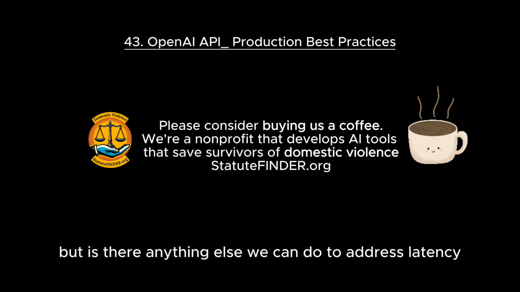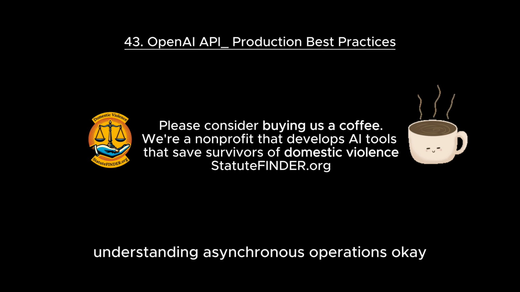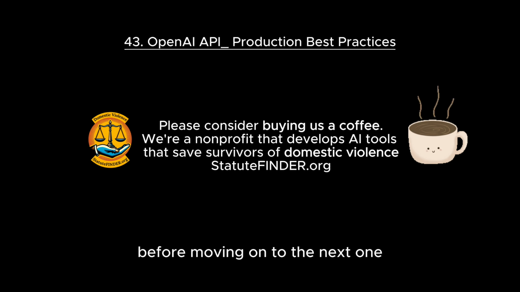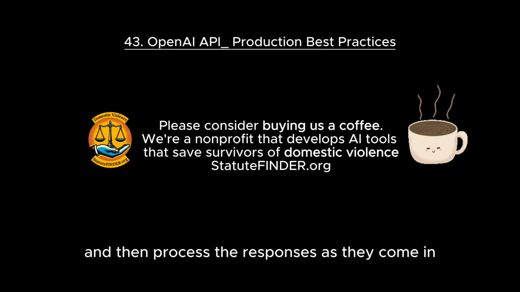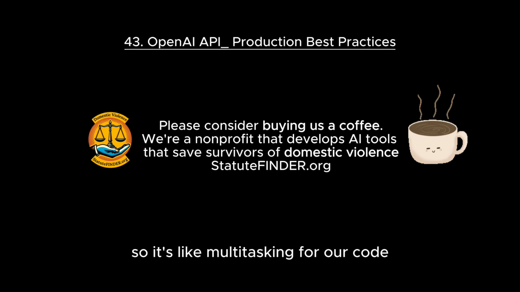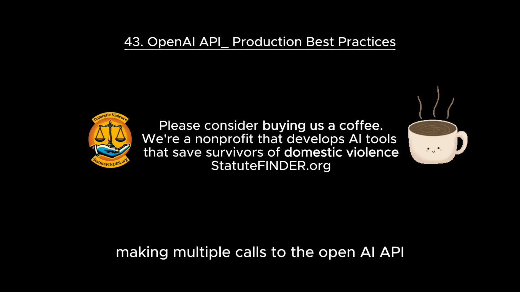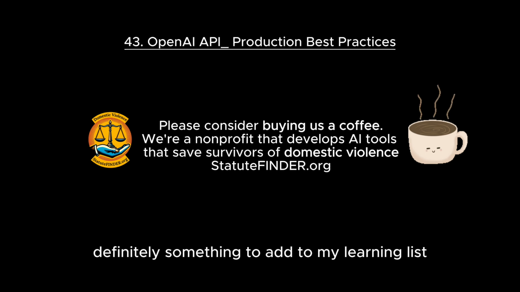But is there anything else we can do to address latency specifically from a coding perspective? One important aspect is understanding asynchronous operations. Instead of waiting for each request to complete before moving on to the next one, you can send multiple requests concurrently and then process the responses as they come in. So it's like multitasking for our code. Exactly. And this can significantly speed up your application, especially if you're making multiple calls to the OpenAI API. Okay, asynchronous operations, definitely something to add to my learning list.